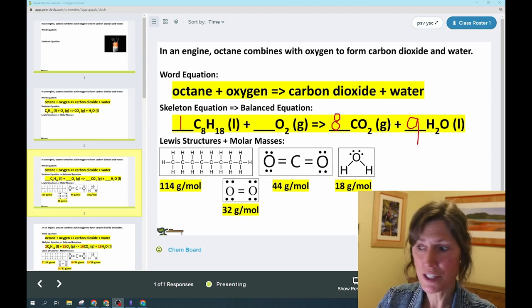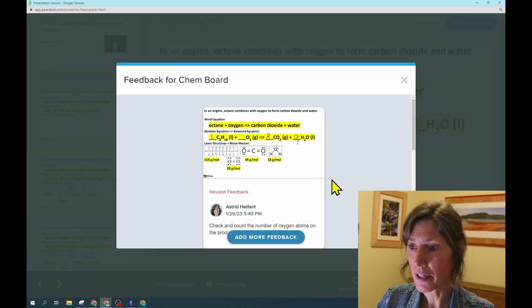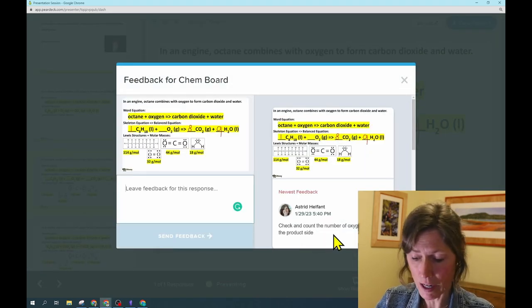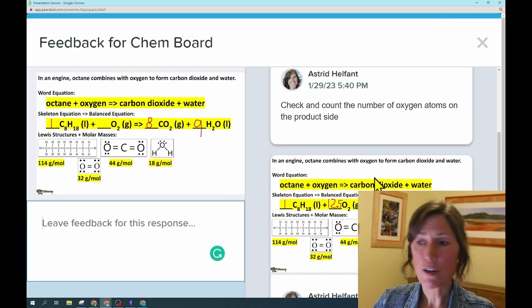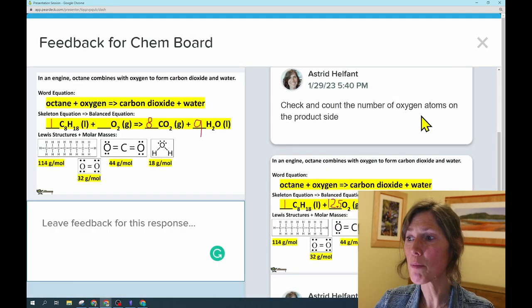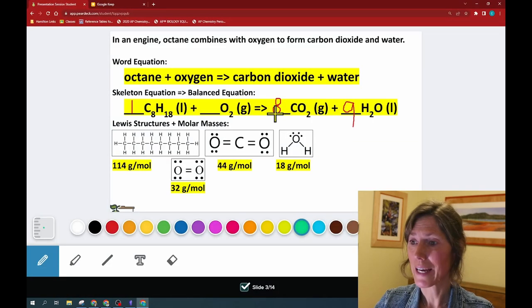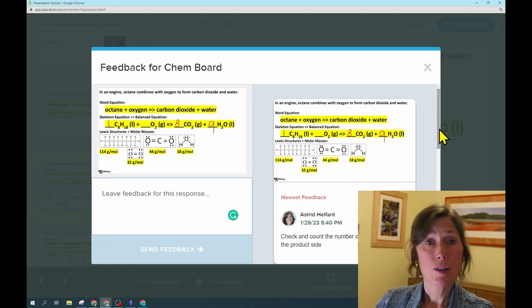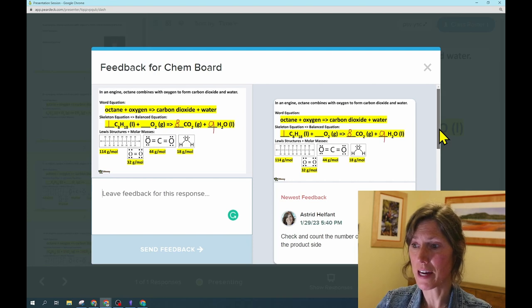Now, for your convenience, I've already typed in this feedback, and I will zoom in on that response to show this to you. The first response that I gave was check and count the number of oxygen atoms on the product side. 8 plus 9 oxygen atoms is 25. 25 should also be on the reactant side. 25 divided by 2 is 12.5. Let's put 12.5 as our original response. Okay, so let's add another prompt to this student to help out with that last section.